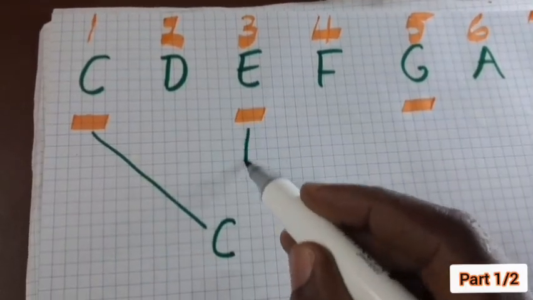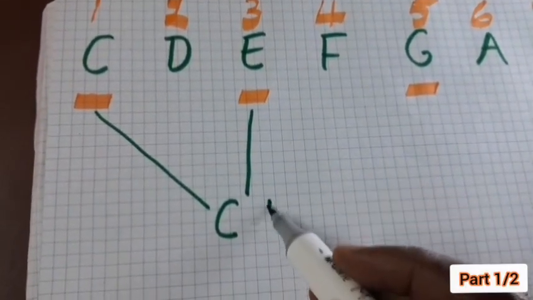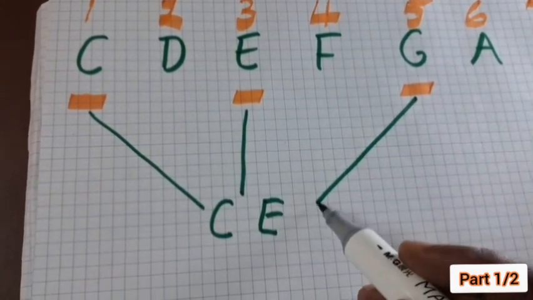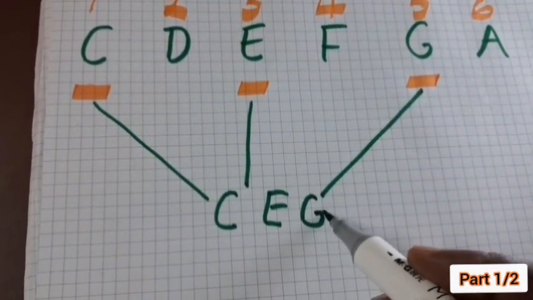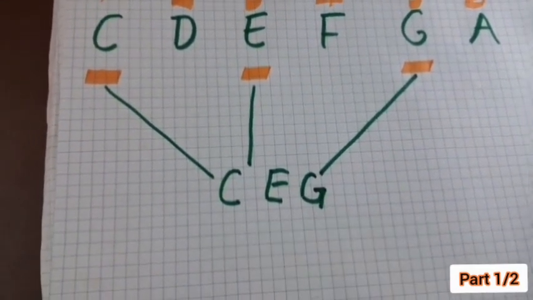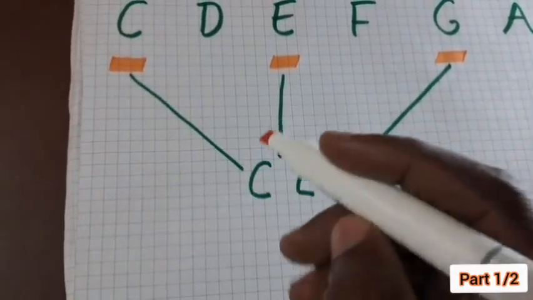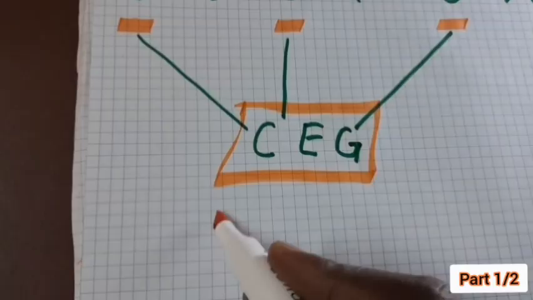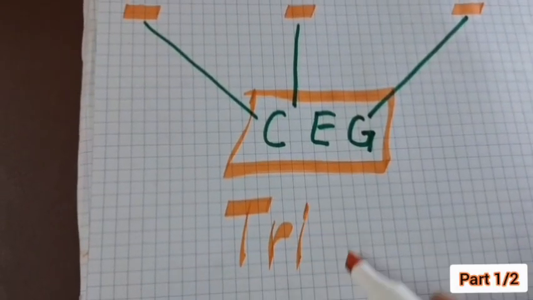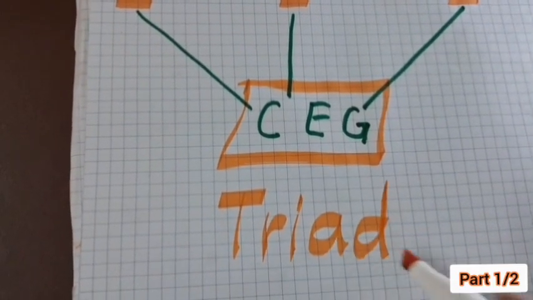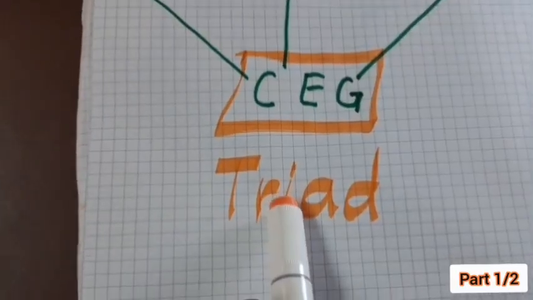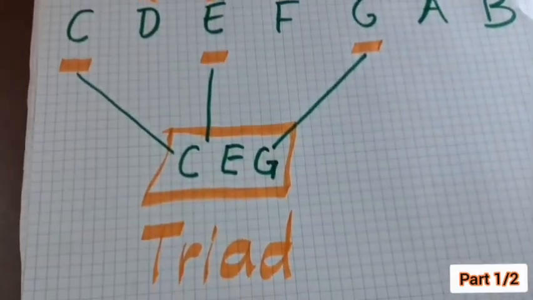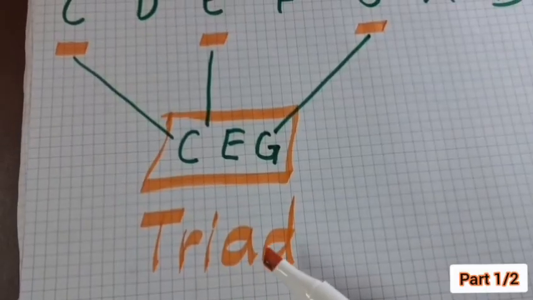The first is C, the third here is E, and the fifth here is G. So now this is a triad. This is the triad of C. So this is what we mean by triad.